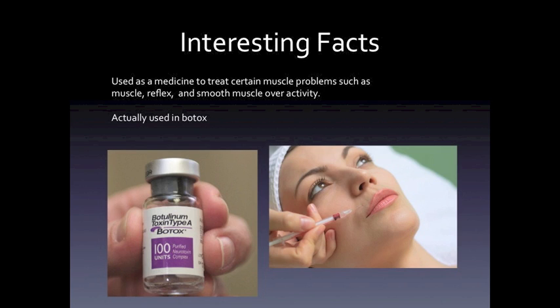So some interesting facts that I learned while doing research on botulism is that even though it's the most poisonous biological substance known, it's actually being used as a medicine to fix problems in muscles, and it's actually being used in Botox treatments.